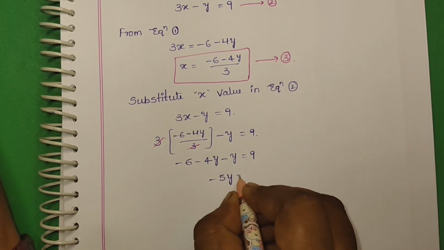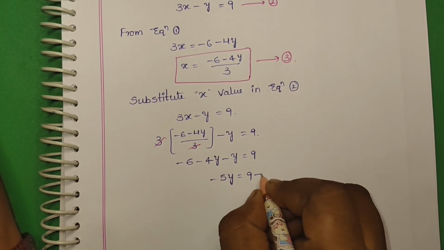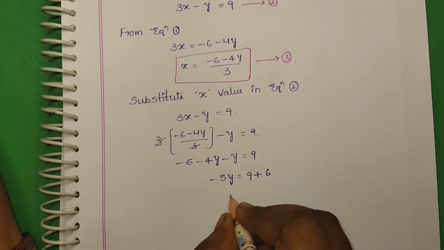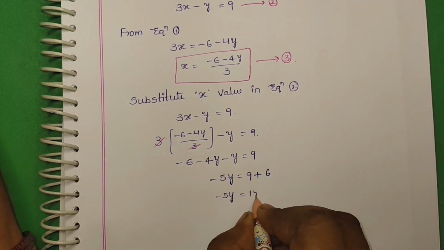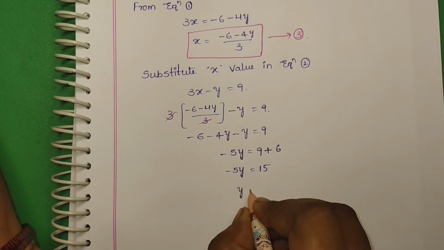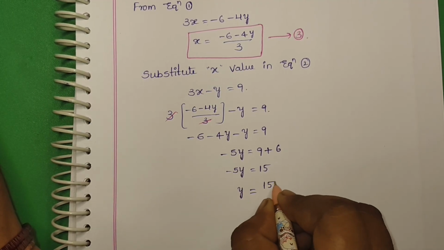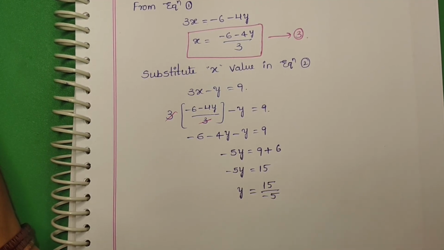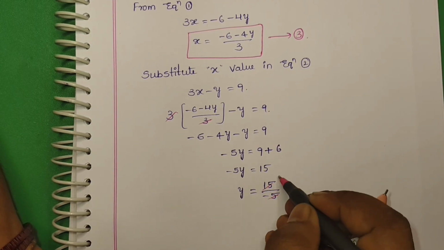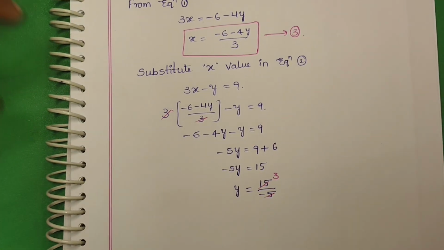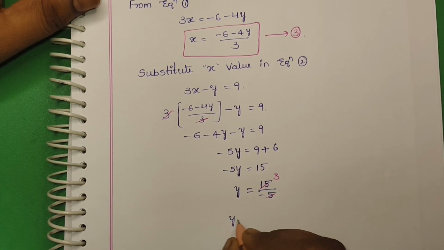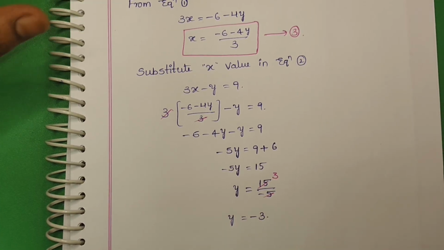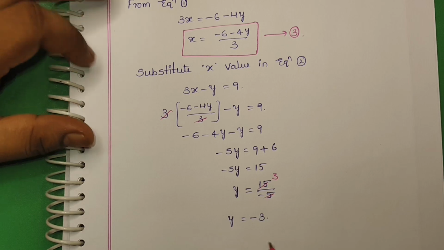Minus 4y minus y, minus 5y. Both are in the negative sign, that's why we carry the minus sign. And minus 6 transposed to the right hand side becomes plus 6. Minus 5y is equal to 9 plus 6. Minus 5y is equal to 15. y is equal to 15 by minus 5. So 5 in the 15, 3 times. So y is equal to minus 3. Don't forget to write the negative sign. y is equal to minus 3.